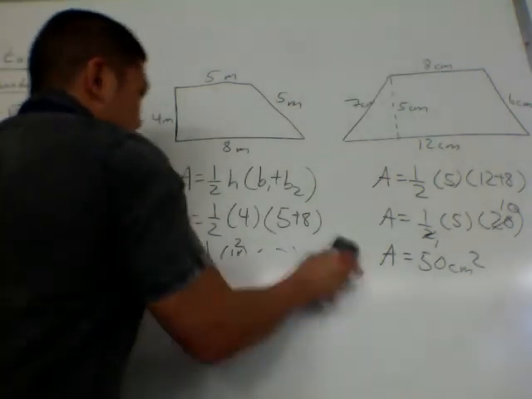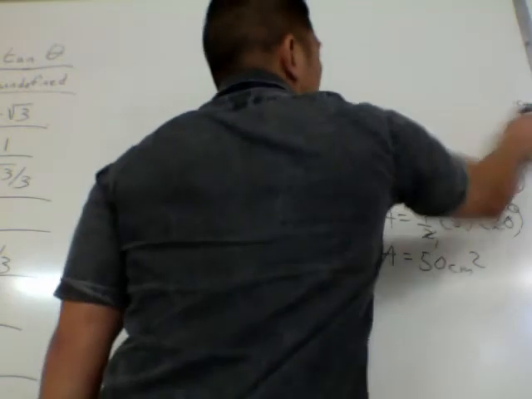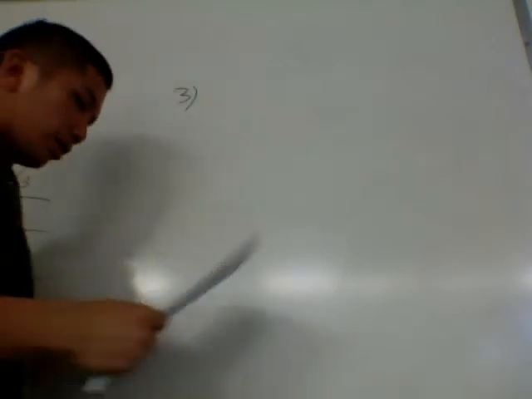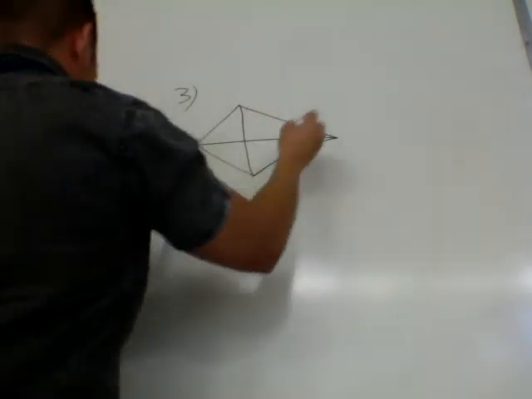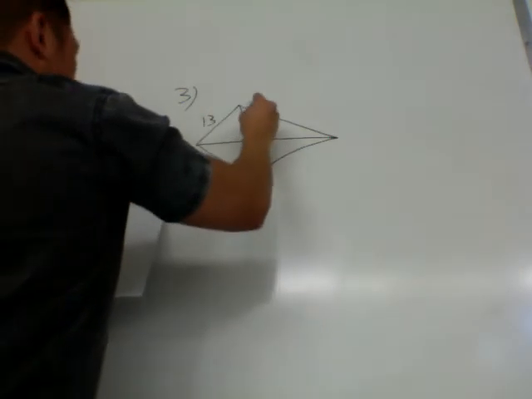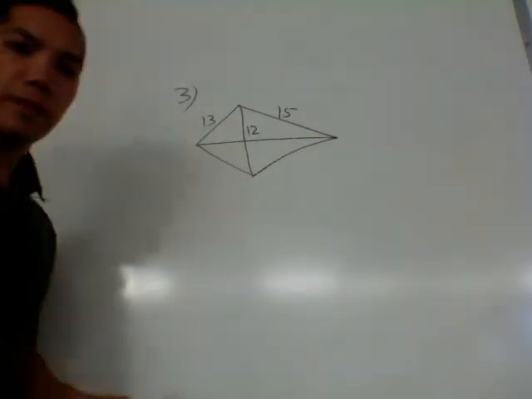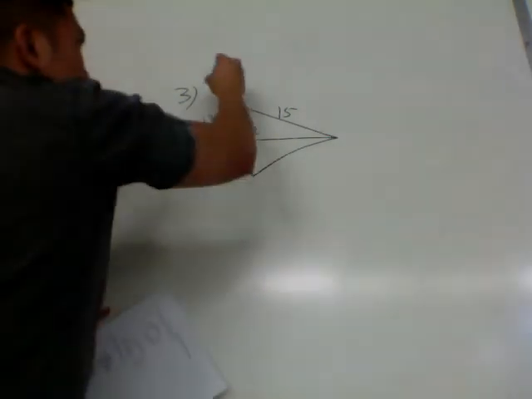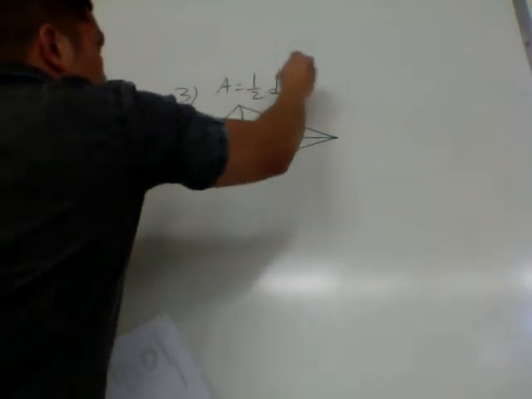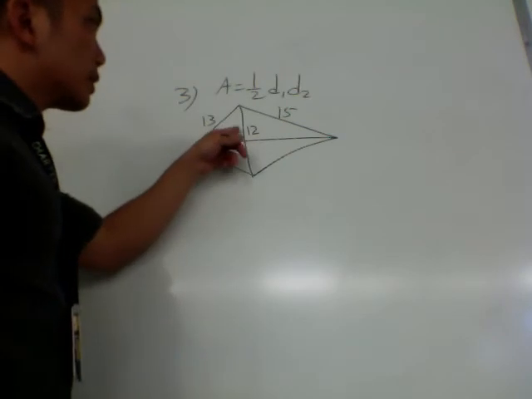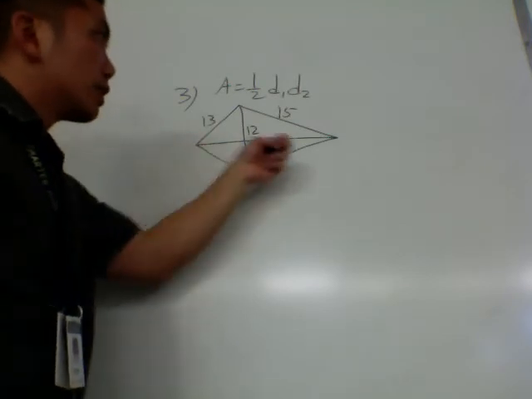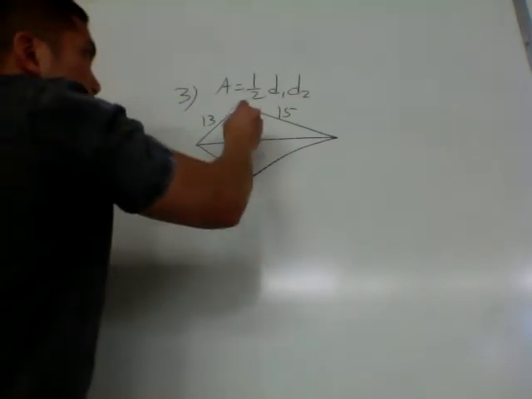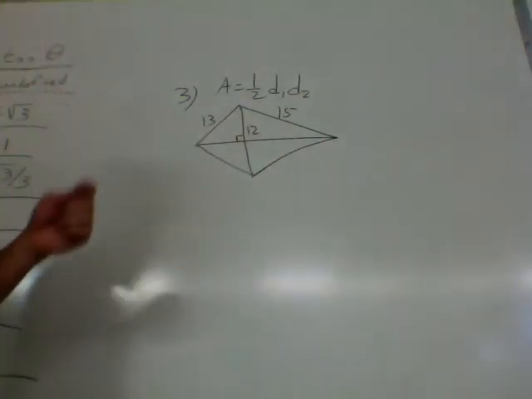Now, number 3 and number 4, we have kites. So number 3, my kite looks like this. This is 13, this is 12, and this is 15. Okay. So the area of a kite is 1/2 d1 times d2. So I know that this is 12, so this has to be 12 down here. But I don't know the other parts of the diagonal. Okay? But I do know they form right triangles here. So I'm going to use Pythagorean Theorem.